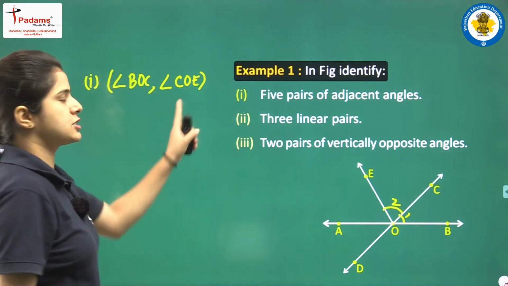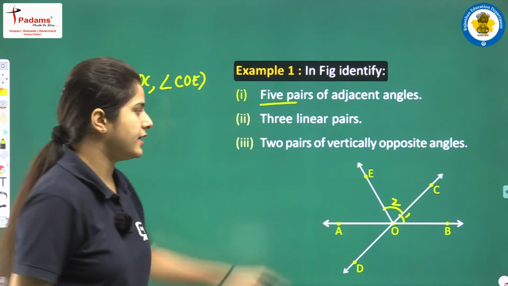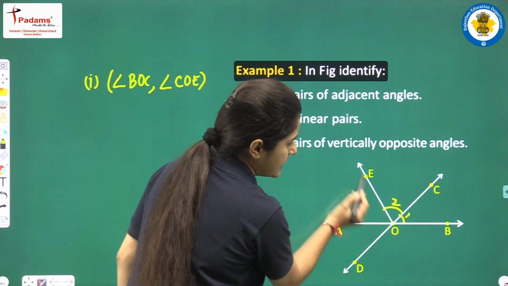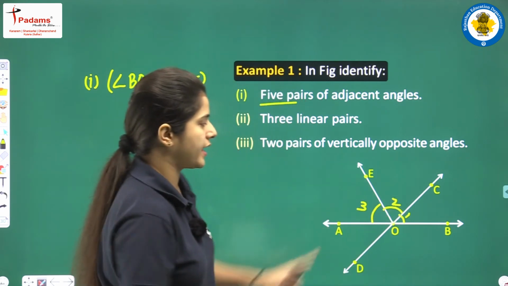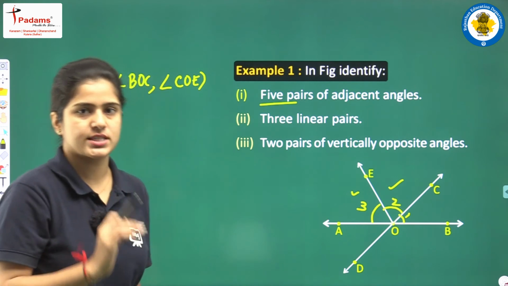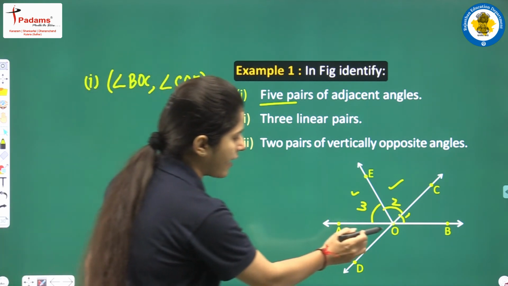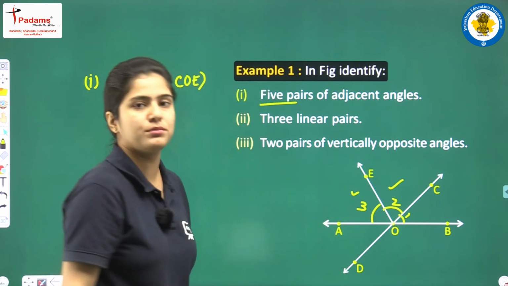This is the first pair. Okay, we have to find out the 5 pairs. So, first pair. Now, students, this angle and this angle, that is angle 2 and angle 3, are also adjacent angles. How, students? Because they have O as the common vertex and OE as the common arm.